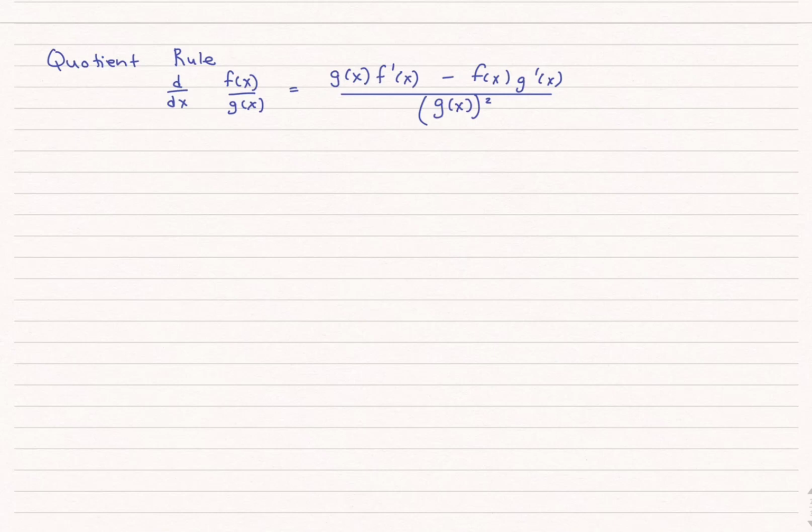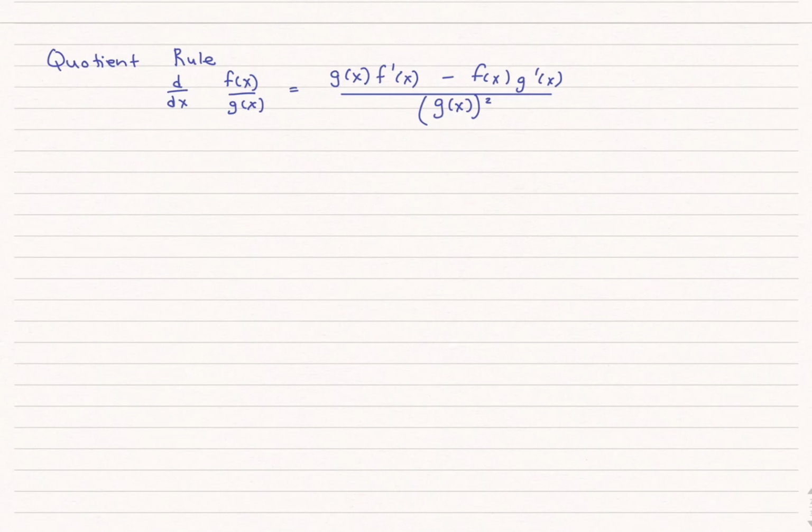The quotient rule I'm not going to prove. You're just going to either take my word for it or look up somewhere else on the internet how the quotient rule is derived from the derivative definition. It's g times f prime of x minus f of x times g prime of x, divided by g of x all squared. Again, this is for the derivative of f of x divided by g of x.